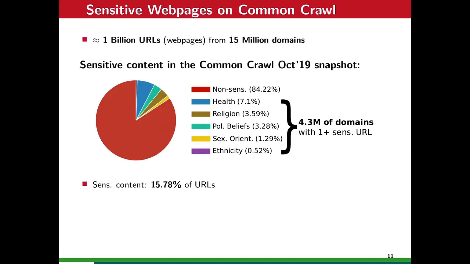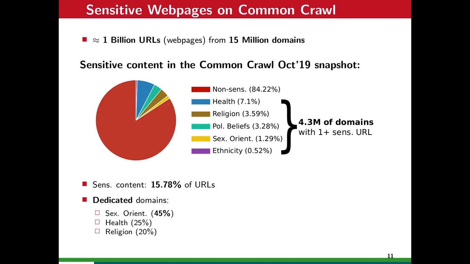The Common Crawl snapshot contains around 1 billion web pages fetched from 15 million different domains. This pie chart provides an overview of the distribution of the different sensitive categories across the entire snapshot. We see that not all of the categories are equally represented. The most popular one is health, which appears in 7.1% of the web pages, followed by religion and political beliefs. The sensitive URLs were detected on 4.3 million domains, which means that almost 1 domain out of 3 hosts at least one sensitive web page.